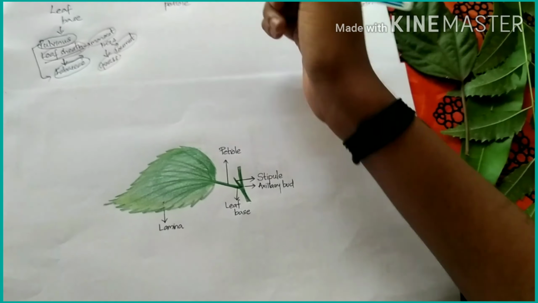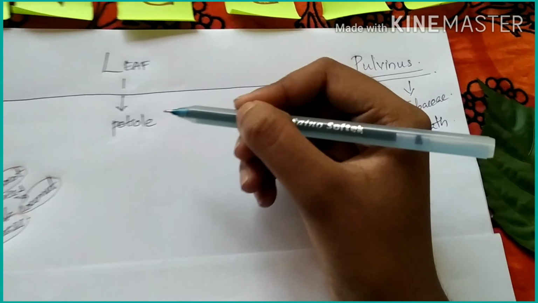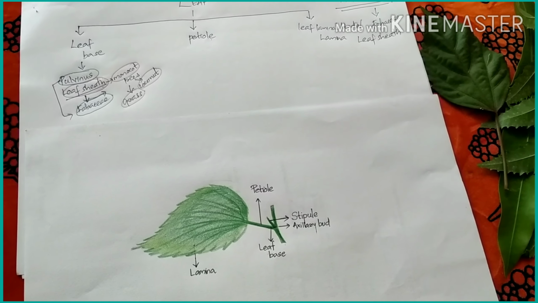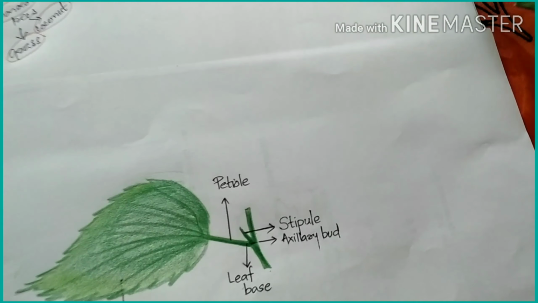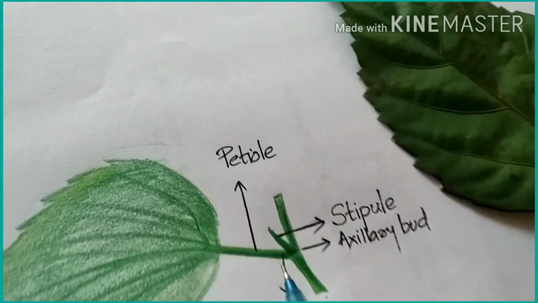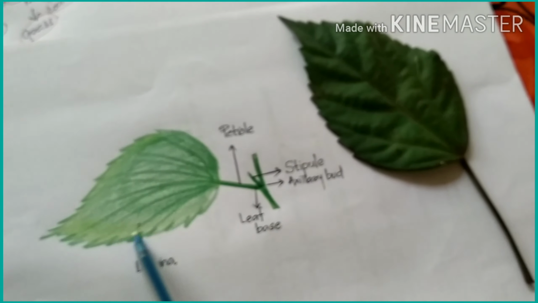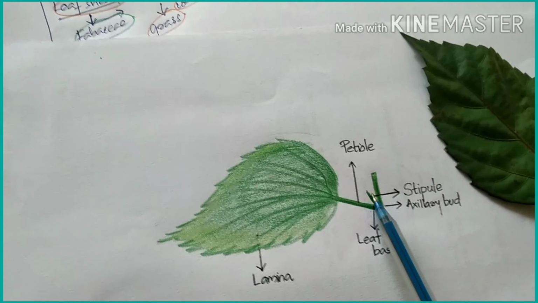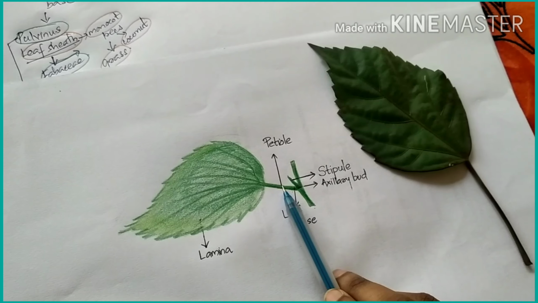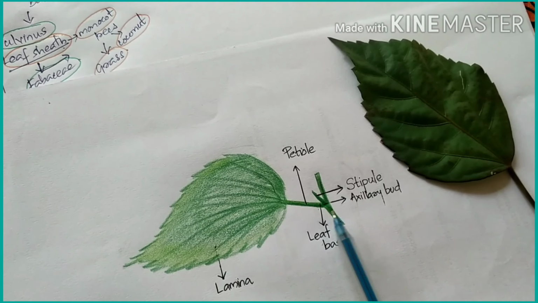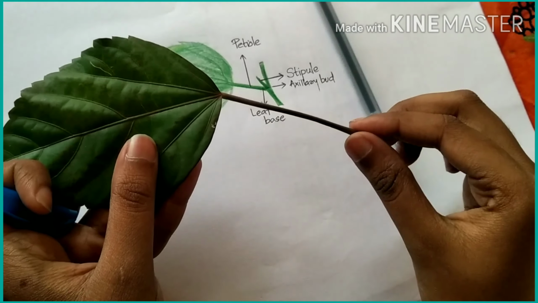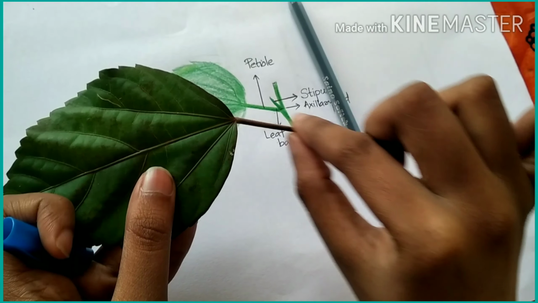Now let's discuss the petiole. The stalk of the leaf is called the petiole, which connects the leaf base and the lamina. Here we can see a leaf. This is called the petiole, which connects the lamina to the stalk of the leaf. So here we can see in a typical leaf, the leaf base and the lamina are connected by the petiole.